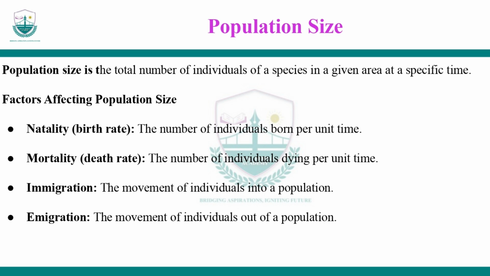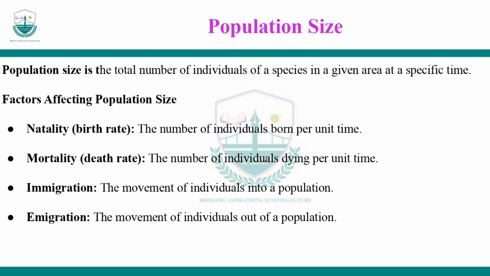It fluctuates due to natality, birth rate, how many individuals are added through reproduction, mortality, death rate, how many are lost, immigration, newcomers entering the population, emigration, individuals leaving the population. Understanding these factors helps us grasp not just population size, but its dynamics over time.